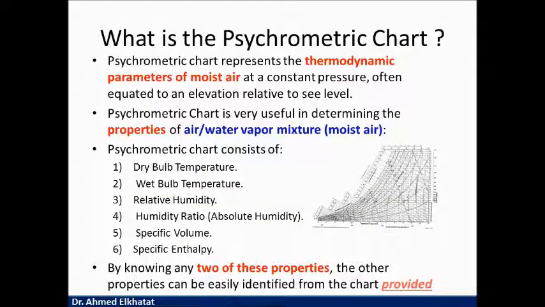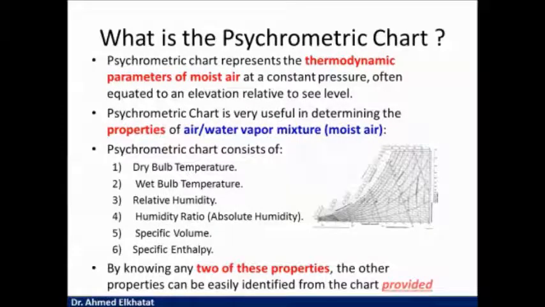So what is a psychrometric chart? A psychrometric chart is a chart that represents thermodynamic parameters of moist air at constant pressure, and it is always equated to elevation relative to sea level. It is very useful in determining properties of air-water vapor mixture, that's to mean moist air.